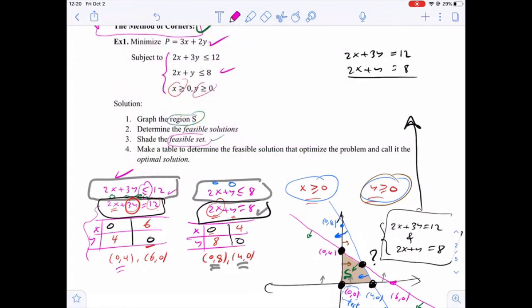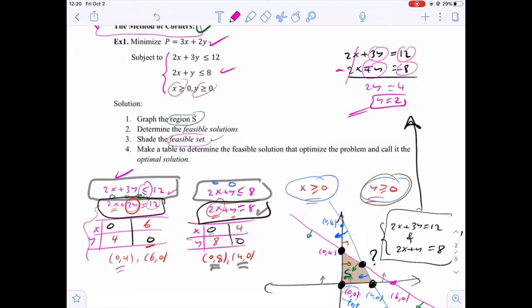So I want to eliminate, for example, x. So we subtract those two equations. 2x minus 2x is 0. 3y minus y is 2y. And 12 minus 8 is 4. And then y equals 2.